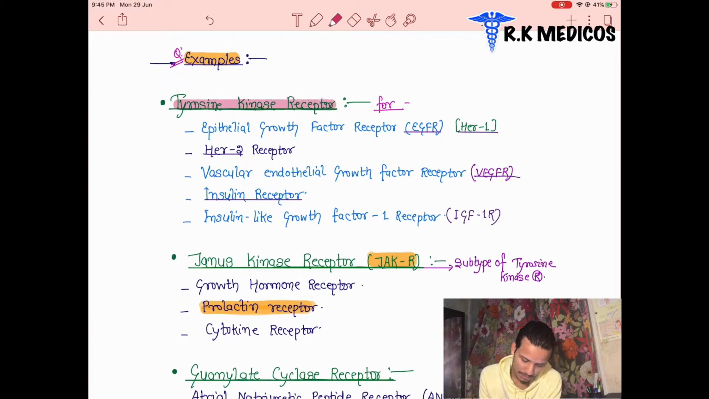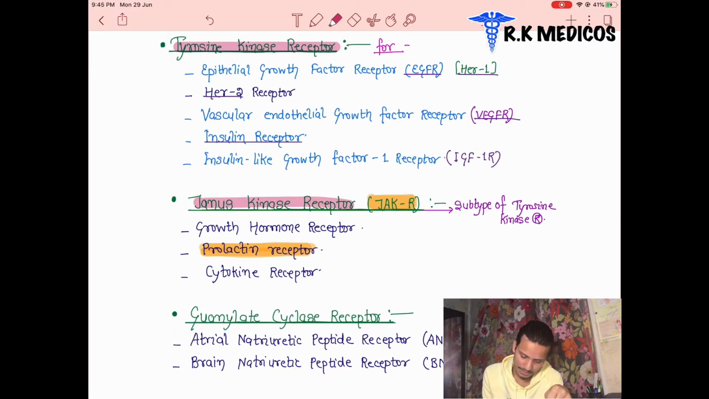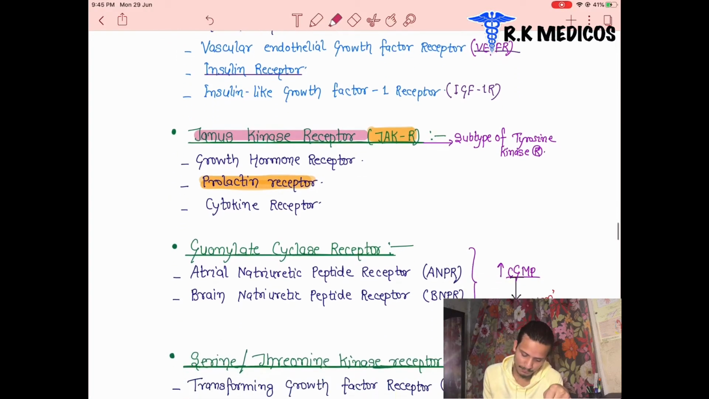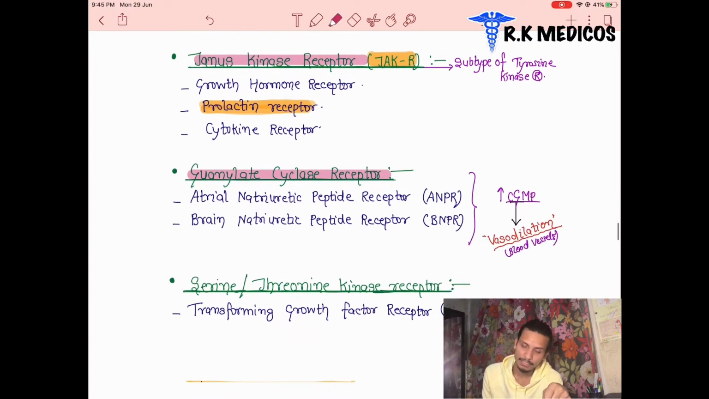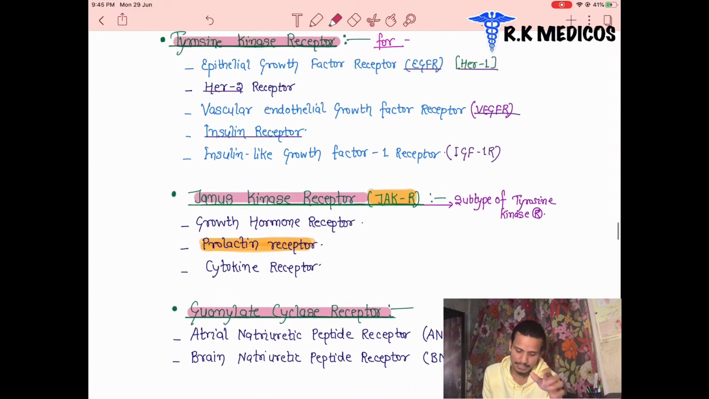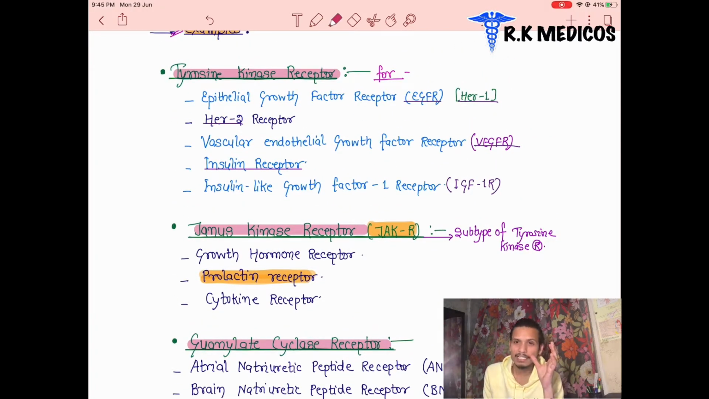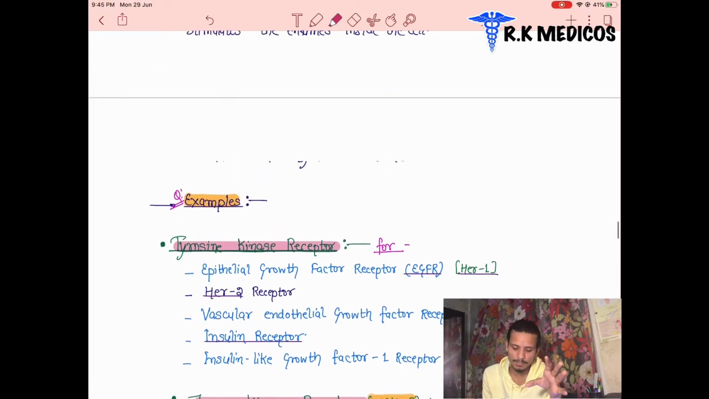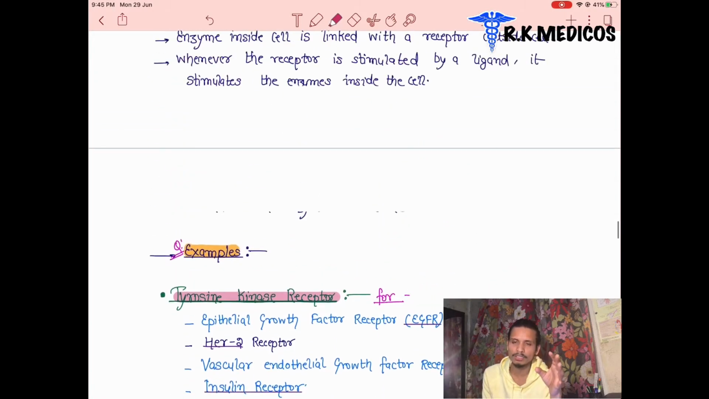There is the tyrosine kinase receptor, an enzyme linked receptor. Tyrosine kinase is an enzyme. The Janus kinase receptor is also a type of enzyme linked receptor, and the guanylyl cyclase receptor is also a type of enzyme linked receptor, and the serine or threonine kinase receptor. Kinase and cyclase are all enzymes, and through these enzymes the receptors are acting. What different types of receptors do you know in these parts? Enzyme linked receptors. We have to memorize all these names.